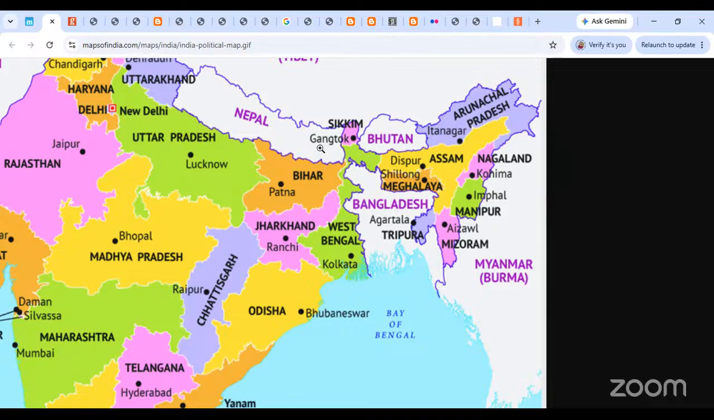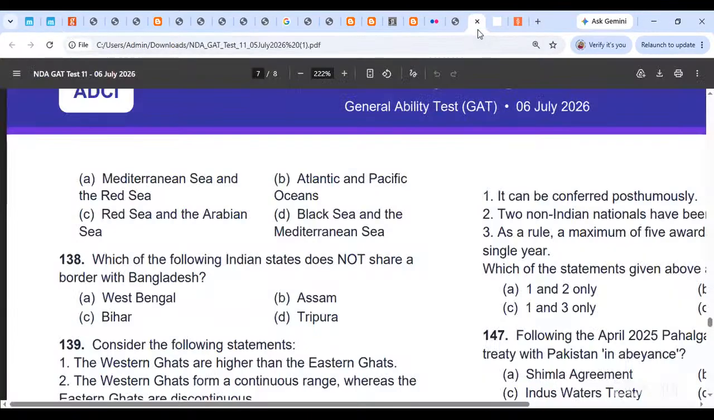Bihar famously shares a border with Nepal, and that is it. It does not share a border with any other country. The rest of them, whether it is West Bengal, Jharkhand, or Uttar Pradesh, are all Indian states that Bihar shares a border with. Its only international border is with Nepal. So your answer over here is going to be Bihar. Bihar is the one state that does not share a border with Bangladesh.